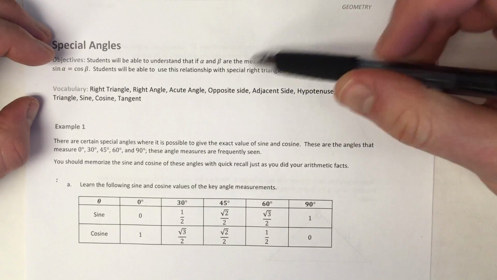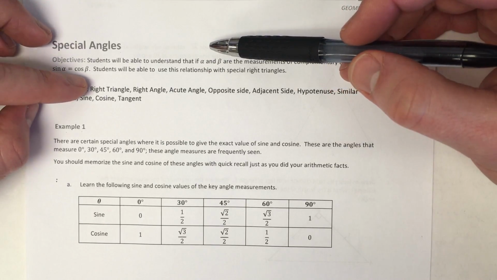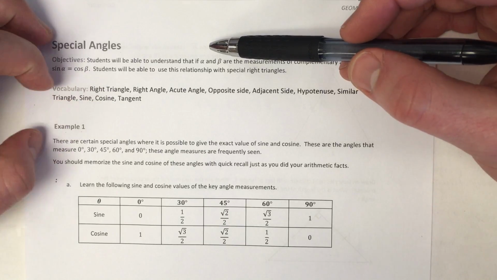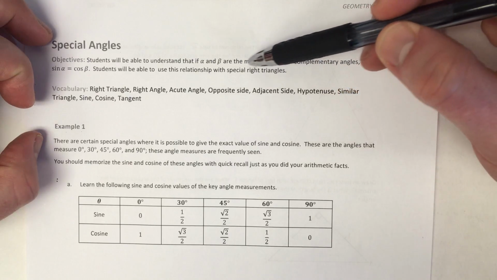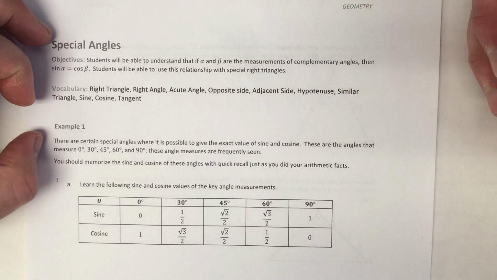Okay, so our objective is students will be able to understand that if alpha and beta are measurements of complementary angles, then sine of alpha equals cosine of beta. The students will be able to use the relationship with special right triangles, and this is what we're going to focus on, the relationship with special right triangles.